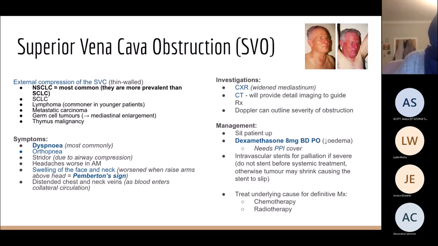And of course, the mainstay treatment will be treating the cancer itself, either through chemotherapy or radiotherapy, or even surgery if they are for that type of intervention. So the main thing is, in an emergency situation, you would give them steroids. And for long-term, for curative, it's treating the cancer, or you could do stents for palliation.